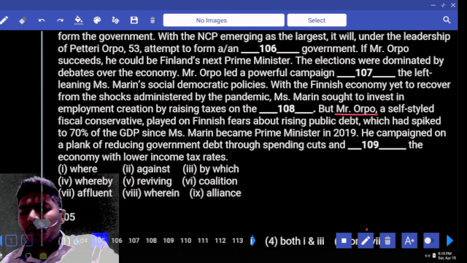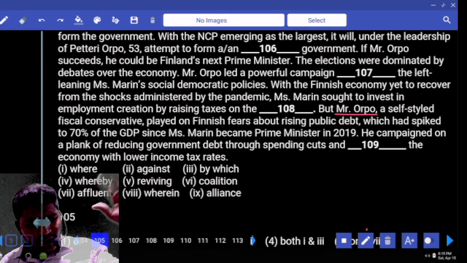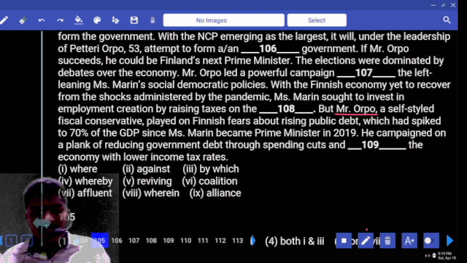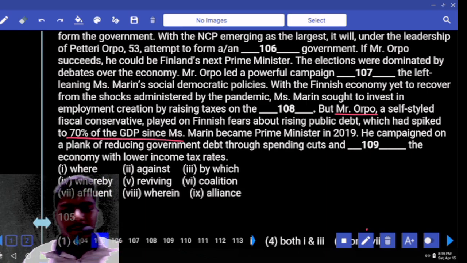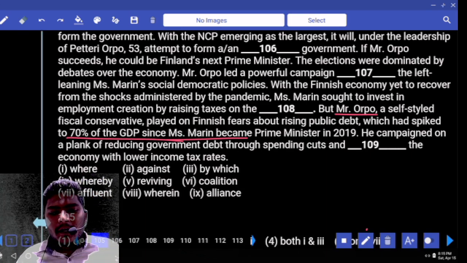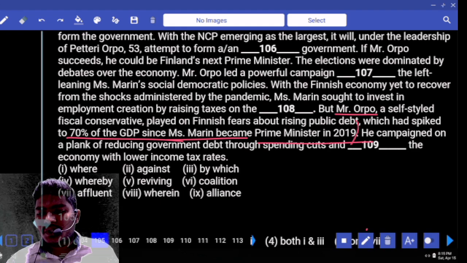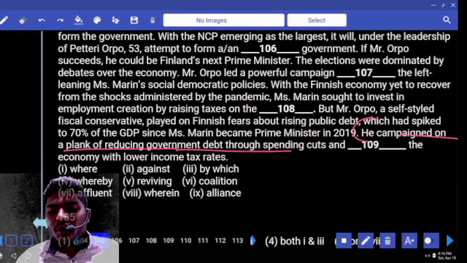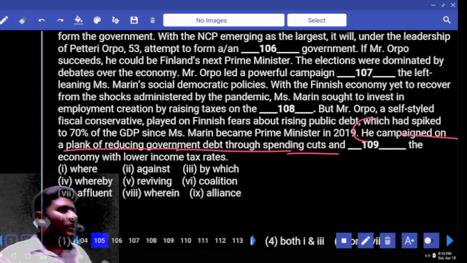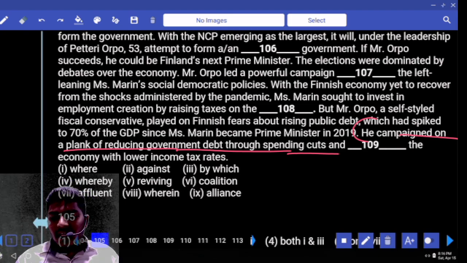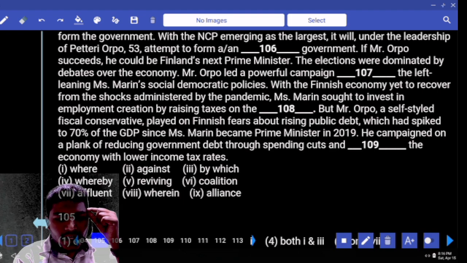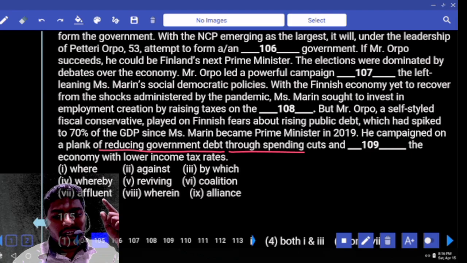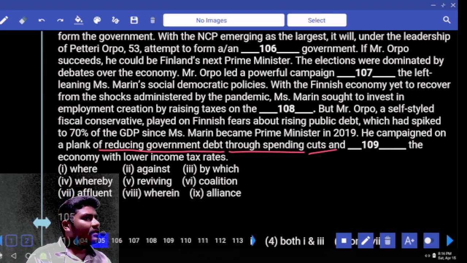But Mr. Orpo, a self-styled fiscal conservative, played on Finnish fears about raising public debt, which had spiked to 70% of GDP since Ms. Marin became Prime Minister in 2019. Now he campaigned on a plank of reducing government debt through spending cuts. Some other fellow is elected. Now immediately he has one plan. What is his plan? Reduce government debt. How? Through spending cuts. What do you mean, spending cuts?